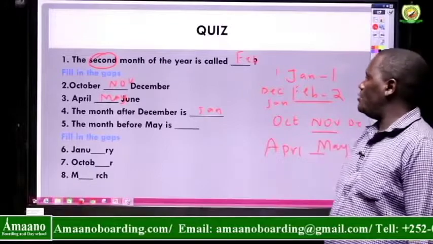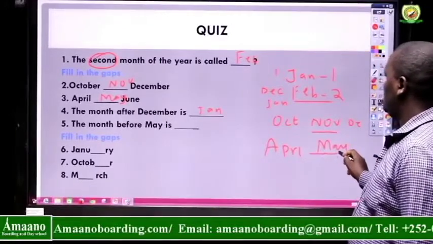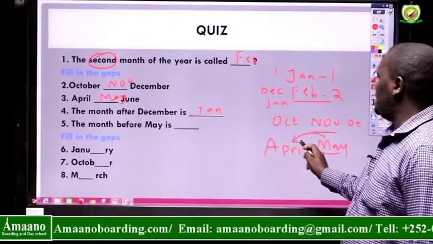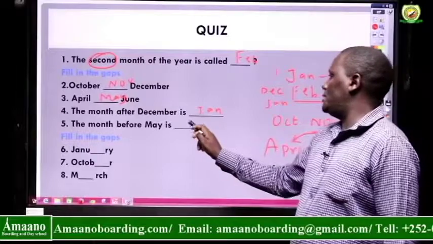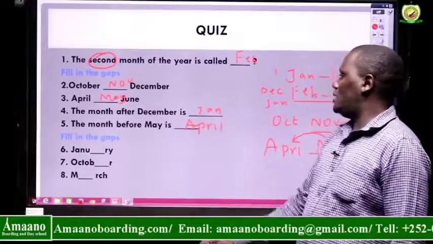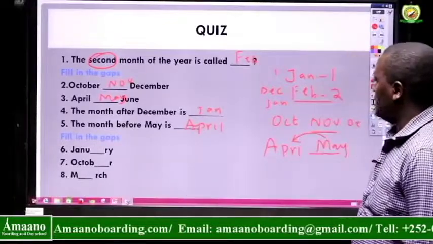The month before May: May is here. Before means I go back one step. I'll find it is April. So I'll write it in short form. That's called April.